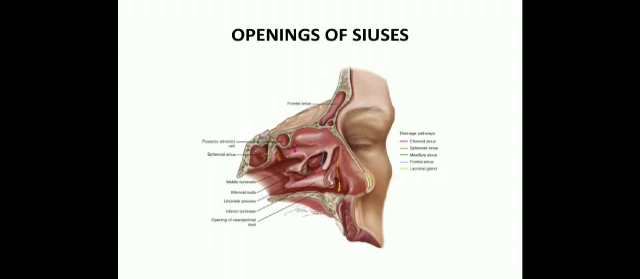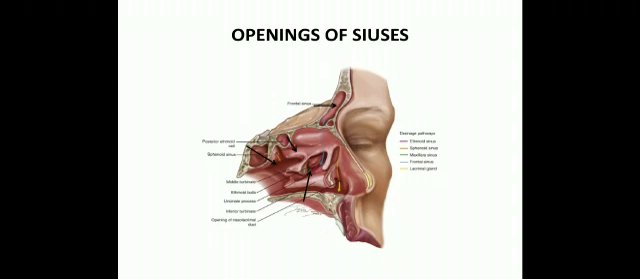So, in this diagram we can observe the openings of the sinuses. The frontal sinus opens into the anterior aspect of the hiatus semilunaris. Here it is depicted by the blue color arrow. The maxillary sinus opens into the posterior aspect of the hiatus semilunaris. Here it is depicted by the green color arrow. The sphenoidal sinus opens into the sphenoethmoidal recess just above the superior concha, and the posterior ethmoidal sinus opens into the superior meatus.